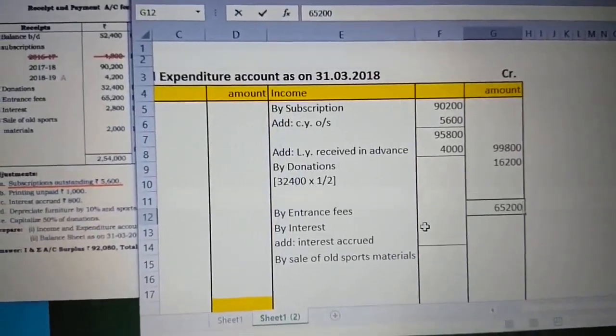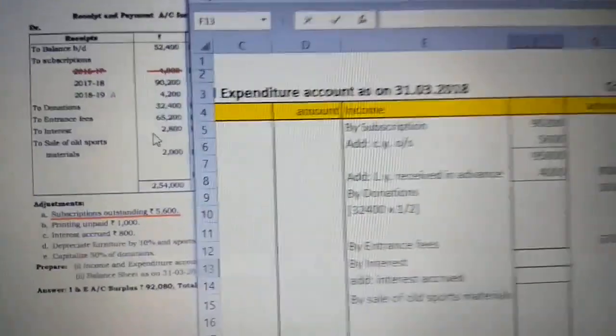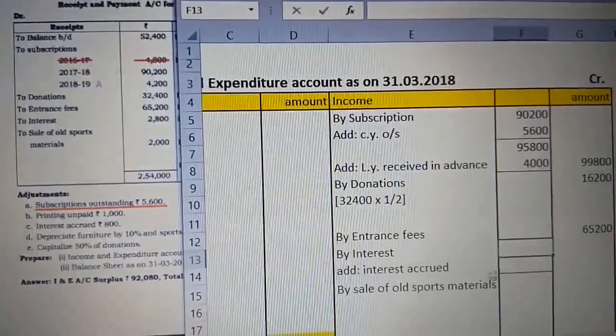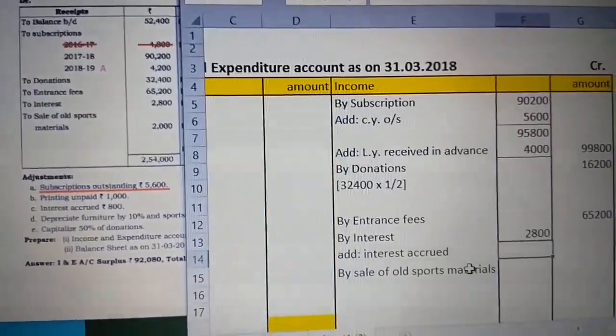So after entrance fees is taken, next we have interest. Could you all find your interest given, 2,800? I'm going to take now 2,800.